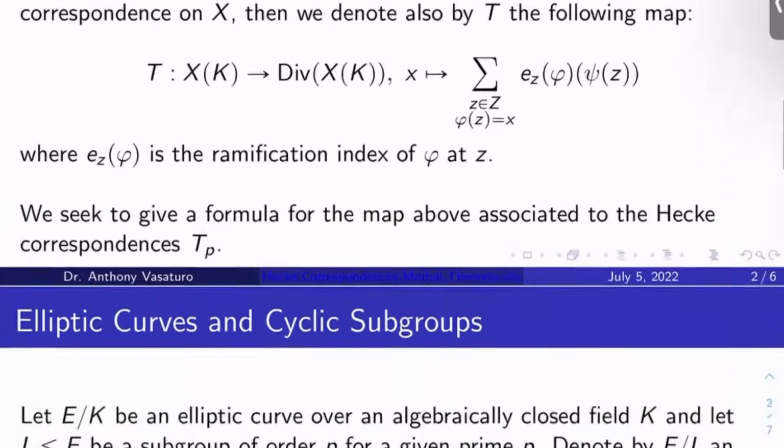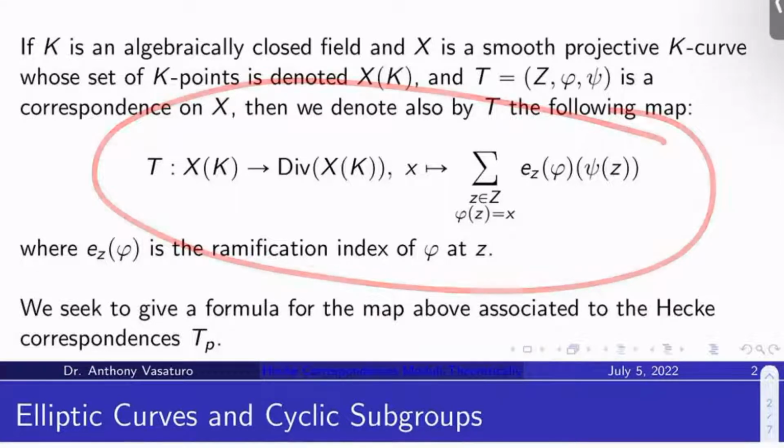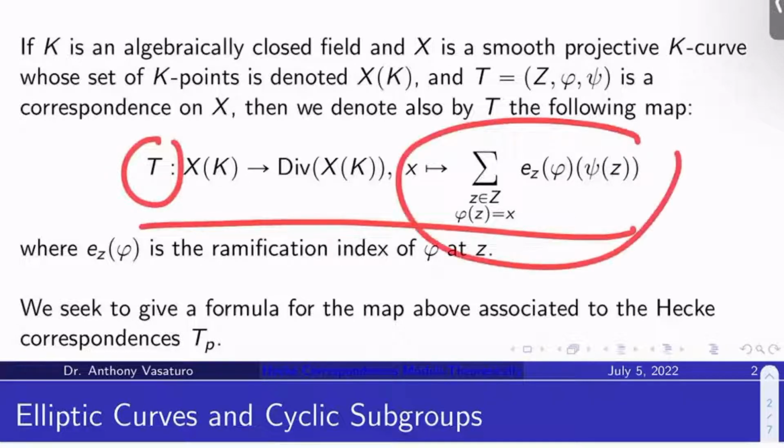What I want to do is I want to know what's a formula or what's a way of thinking about this if T is the Hecke correspondence T sub p defined last video. So let's say X here is one of your modular curves X_0(N), and k is the complex numbers. What is an actual formula for the Hecke correspondences if you set them up like this?